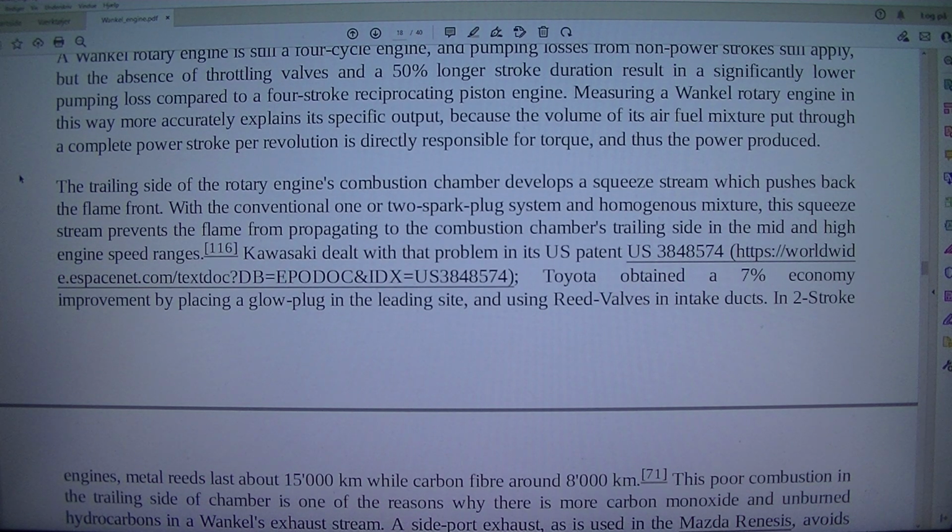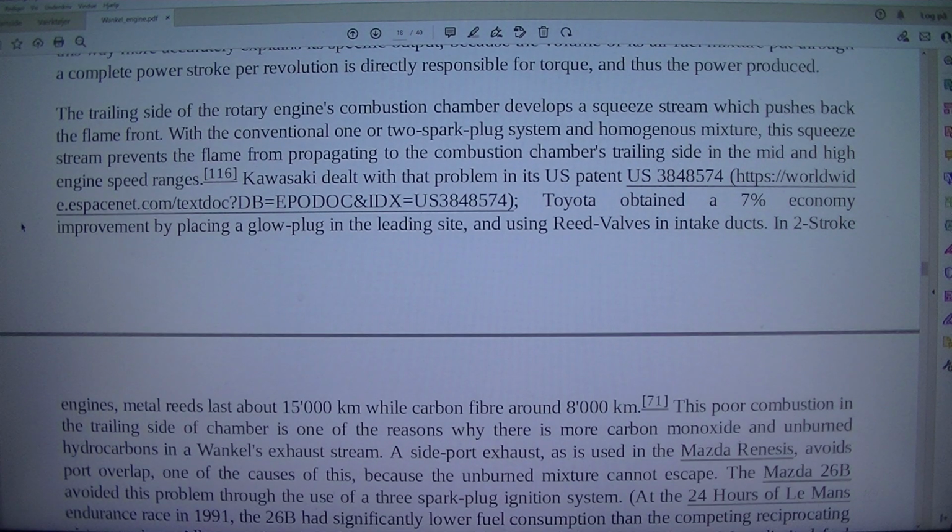power produced. The trailing side of the rotary engine's combustion chamber develops a squeeze stream which pushes back the flame front. With the conventional 1 or 2 spark plug system and homogeneous mixture, this squeeze stream prevents the flame from propagating to the combustion chamber's trailing side in the mid and high engine speed ranges.